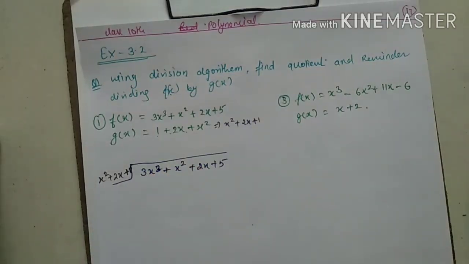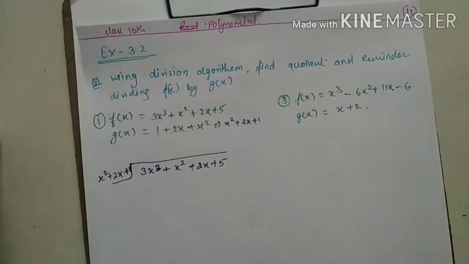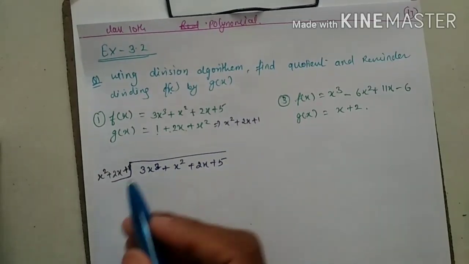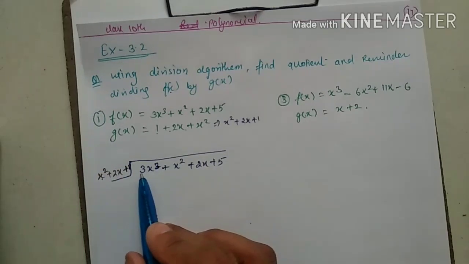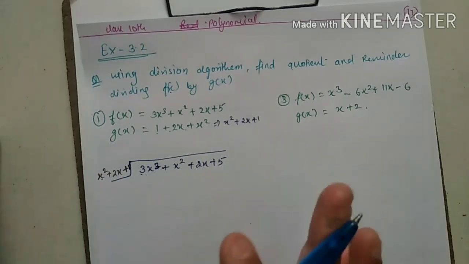Now you have to divide this part with this. Very easy, just understand. First of all, just check how many numbers: 1, 2, 3. I have 3 numbers as a divisor. Same you have to see here, there are also 3 numbers. How many numbers? 3. Okay.